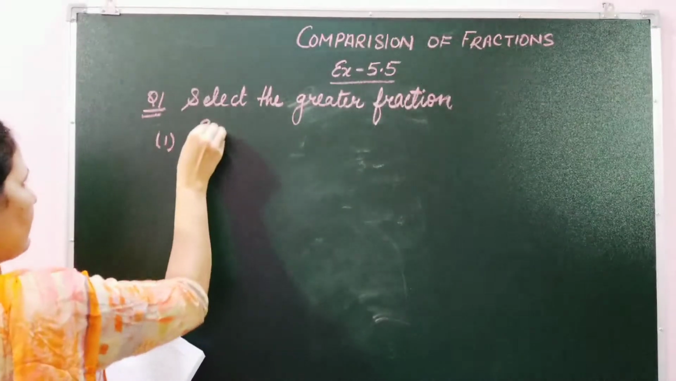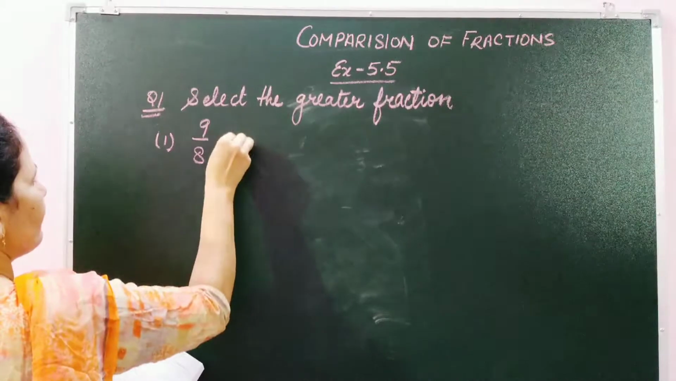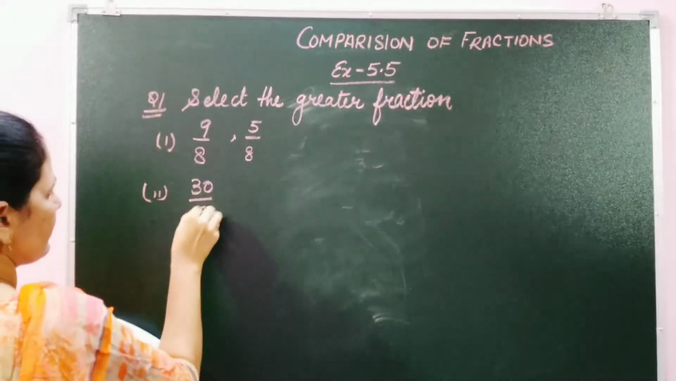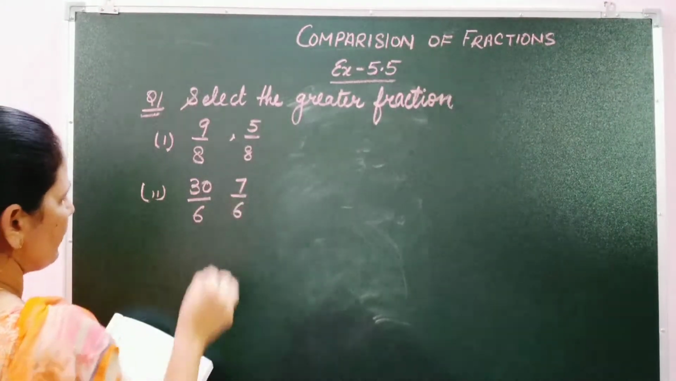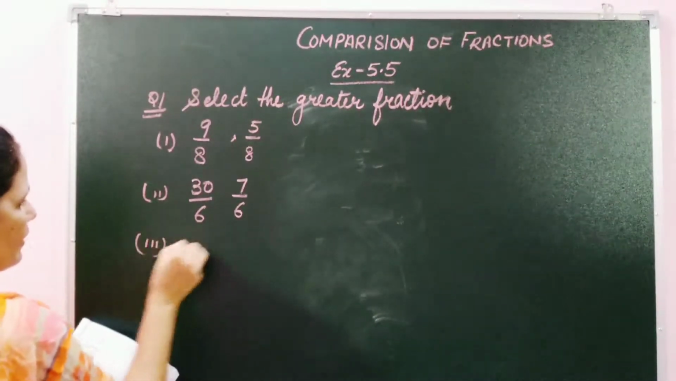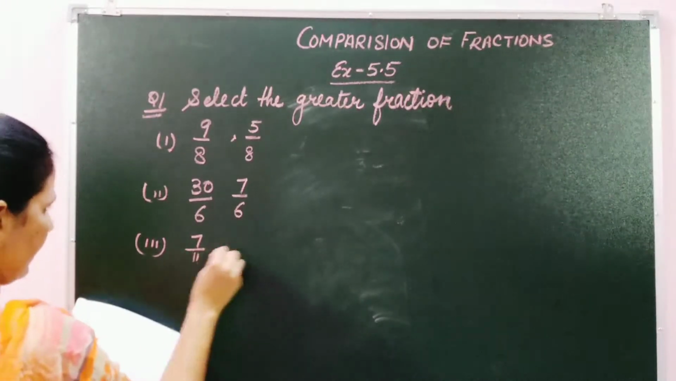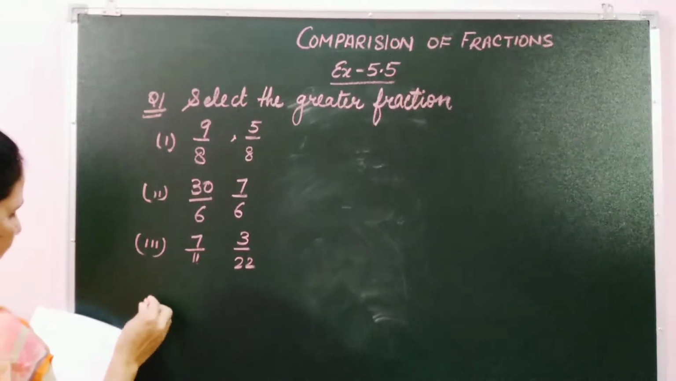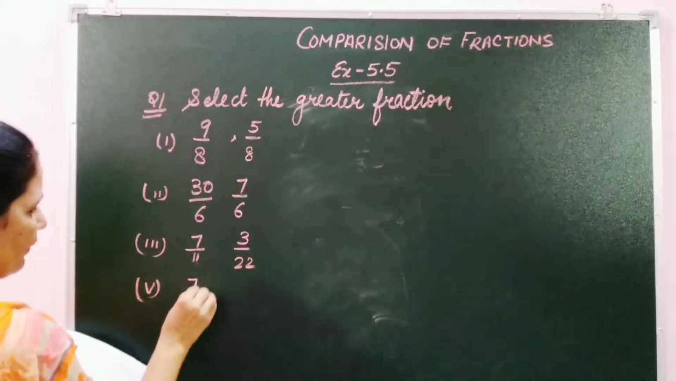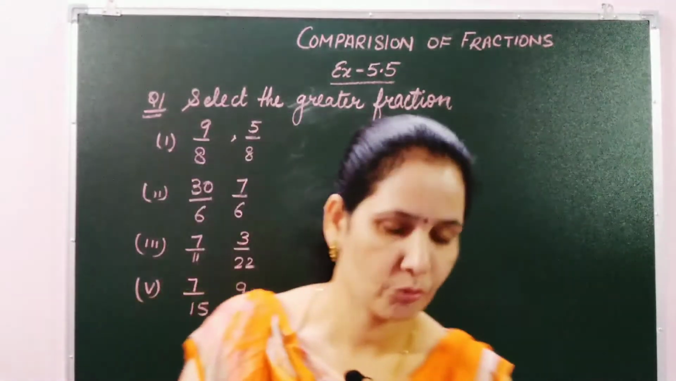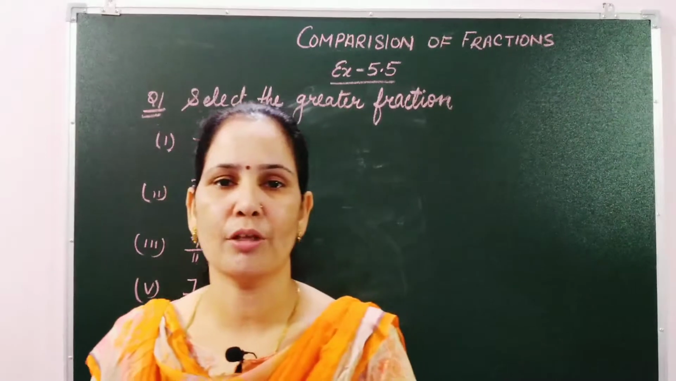First one is 9 by 8 and 5 by 8. Its second part, 30 by 6 and 7 by 6. The third part, 7 by 11 and 3 by 22. And then I am taking its fifth part, 7 by 15 and 9 by 10. So randomly I have taken 2-3 parts from the questions, and now we are going to compare them.